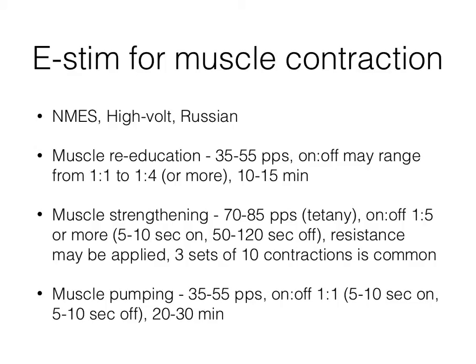And Russian is probably the most common, and what you most commonly see in just kind of more generic NMES units. If we want muscle re-education, we want to be in the 35 to 55 pulses per second range. So that's enough to get that good motor contraction, but not high enough for tetany. The on-off ratio may range from 1 to 1 to 1 to 4 or more. But basically you're going to want to have the patient have the contraction for a certain amount of time and then a rest for a certain amount of time.